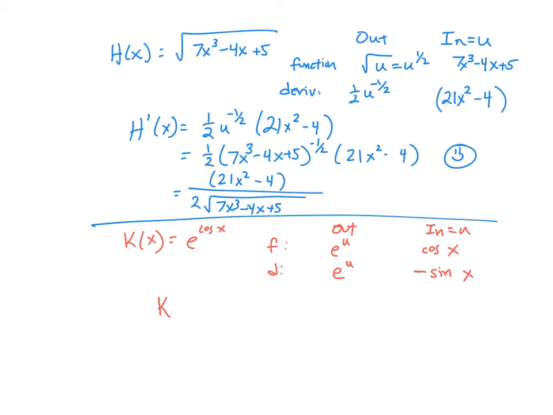So for the derivative of this composite function, capital K, we get e to the u times negative sine of x, which I technically, I guess, could write as negative e to the cosine of x, and since I already have the negative up in front, sine x there. That's how it works. Hope you got that one right. If not, the next video is going to show you some more.